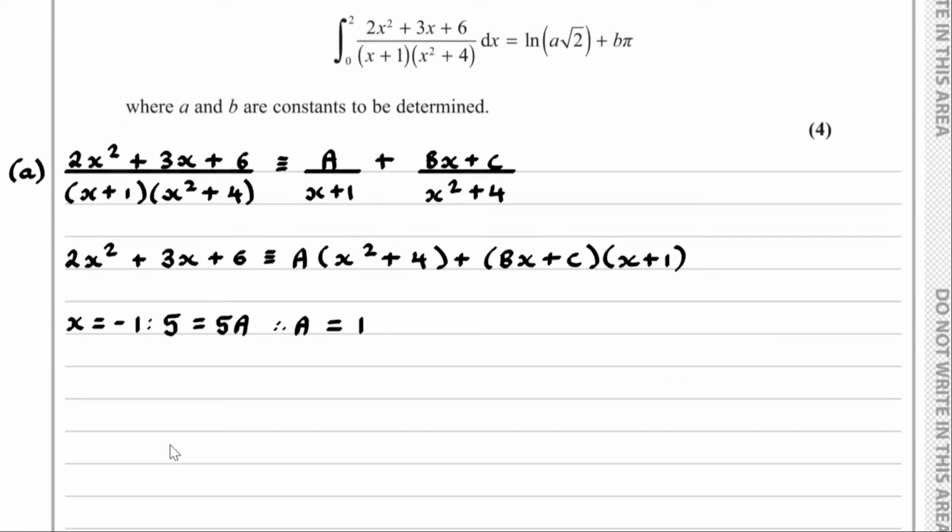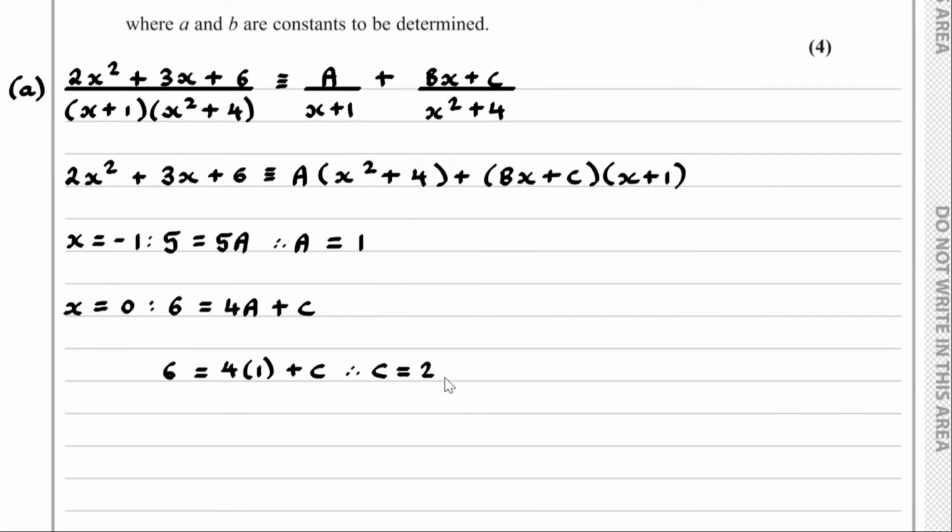Now, let's try a different value of x, such as x = 0. On the left hand side, I will just end up with 6. But on the right hand side, we have 4a, and then here, we have c times 1, which is just c. So I've got 6 = 4 times 1, plus c. c is therefore equal to 2.